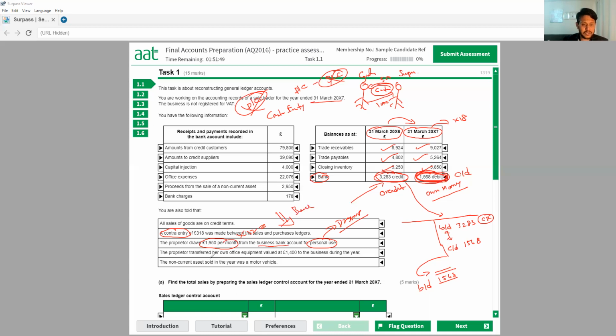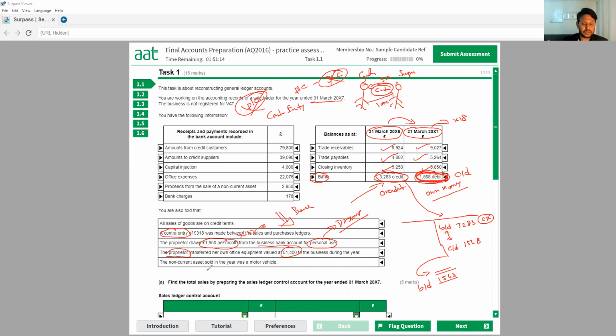The proprietor transfers her own office equipment, value 1400, to the business during the year. Remember that if the proprietor or the owner gives anything to the business, that is basically a personal asset, that will be treated as capital. So when the owner gives money to the business, we call it capital. But if the owner brings an asset, like a car, computer, or table, the value will be treated as capital. So 1400, the capital will be increased.